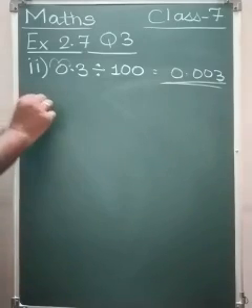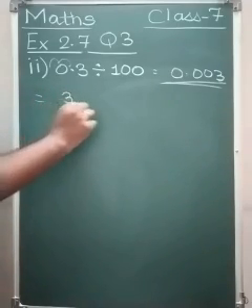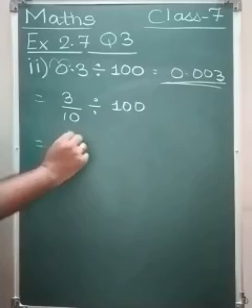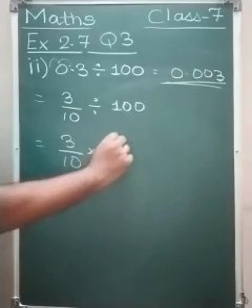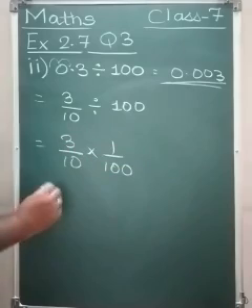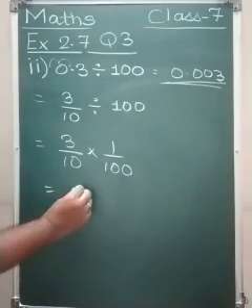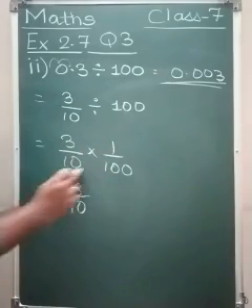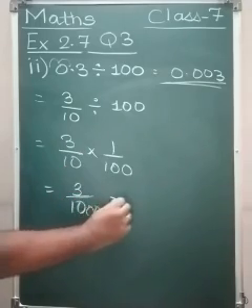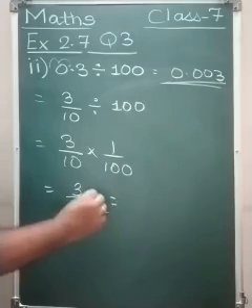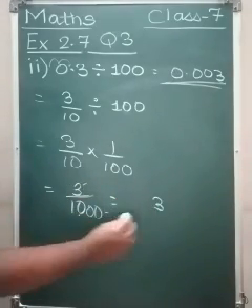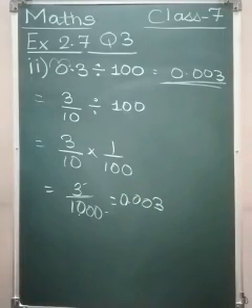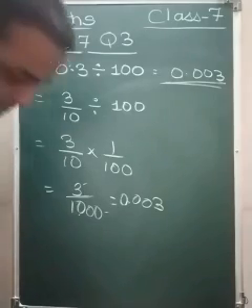Let us check. This equals 3 upon 10 divided by 100. This equals 3 upon 10 multiplied by 1 upon 100. This equals 3 into 1, 3, upon 10 into 100 would be 1000. 3 upon 1000. So this equals, for this 0, 3, 2 zeros are left, 0, 0, 1 comes, decimal point, 0.003. Answer is done.